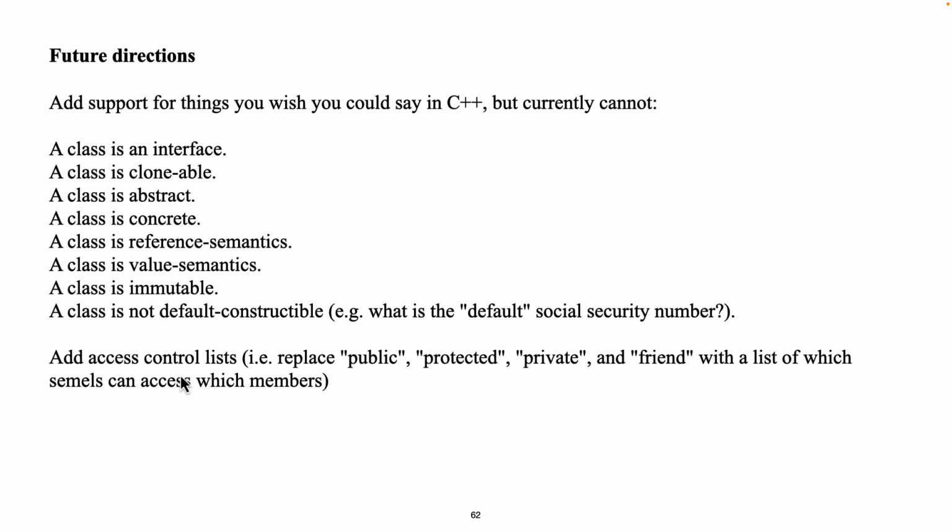We could add access control lists. Instead of saying that a data member is private, we could say it's only usable by these functions, whether they're in or out of the class. That's a finer grain granularity of access control than public, protected, private, and friend would give you.